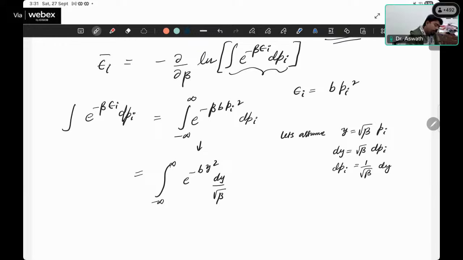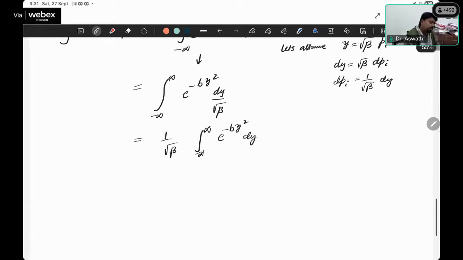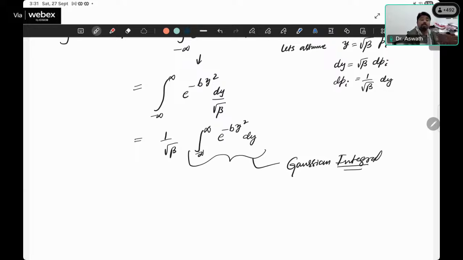Let's put the square root of beta outside. What am I left with? The integral from minus infinity to infinity of exponential minus y squared dy. If you look carefully, this is a Gaussian integral, and you can find its value, which is equal to square root of pi over beta.